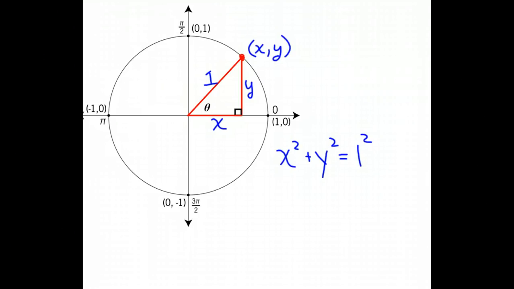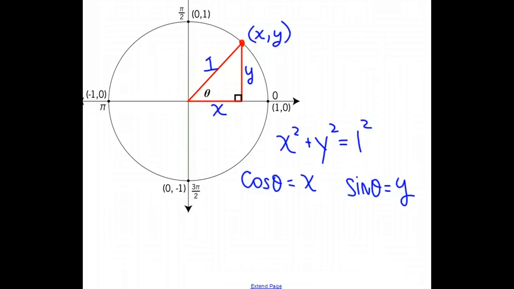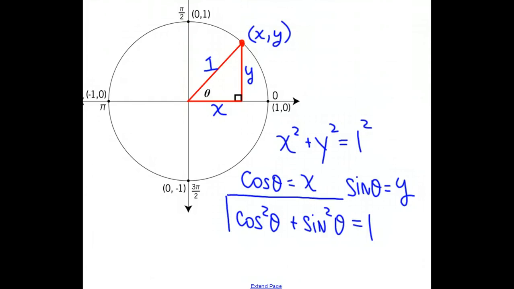Now, if we think about our trig ratios, we know that the cosine of theta is equal to the adjacent side x over the hypotenuse 1. So x is equal to the cosine of theta. And we know that the sine of theta is equal to the opposite side, y, over the hypotenuse of 1. So we know that y is equal to the sine of theta. Through substitution, we can then say that cosine squared theta plus sine squared theta is equal to 1. And this is the first of the Pythagorean identities.